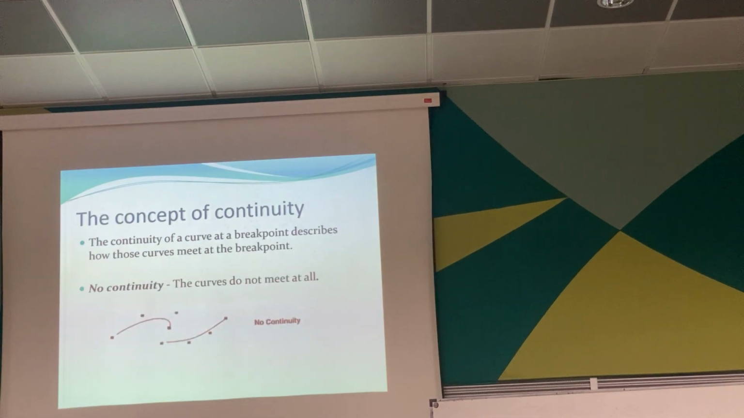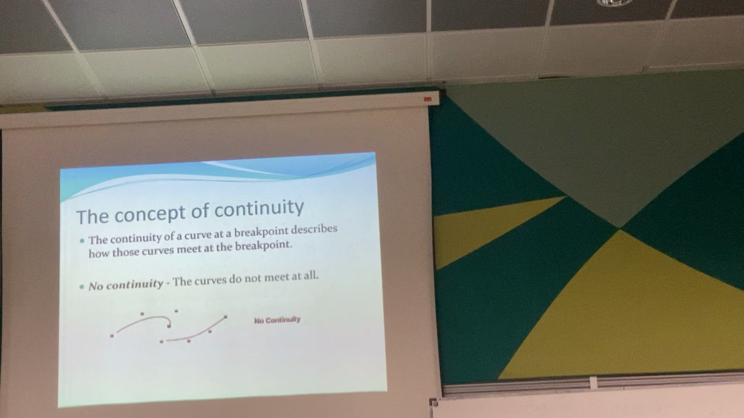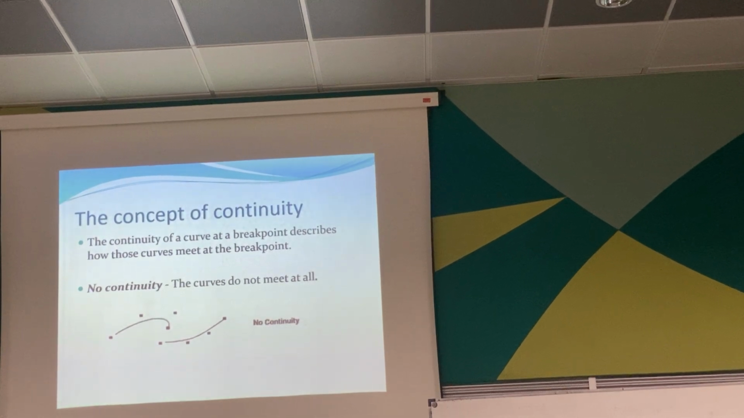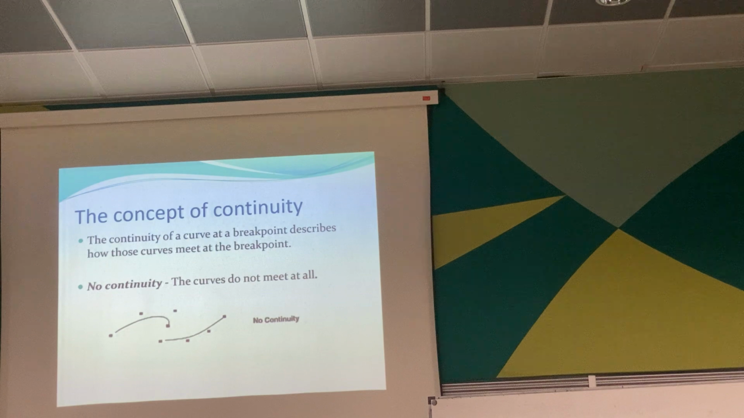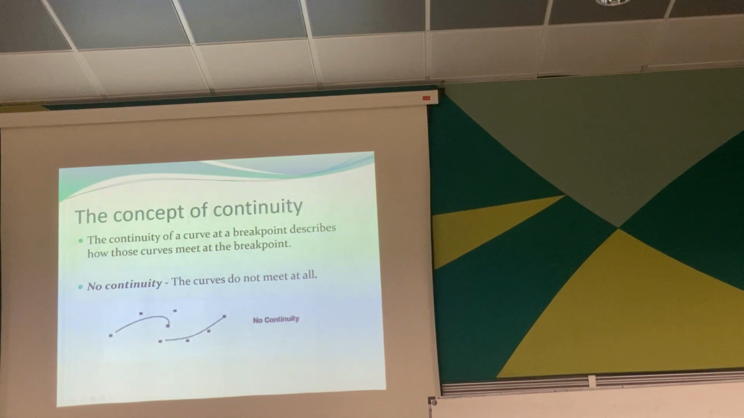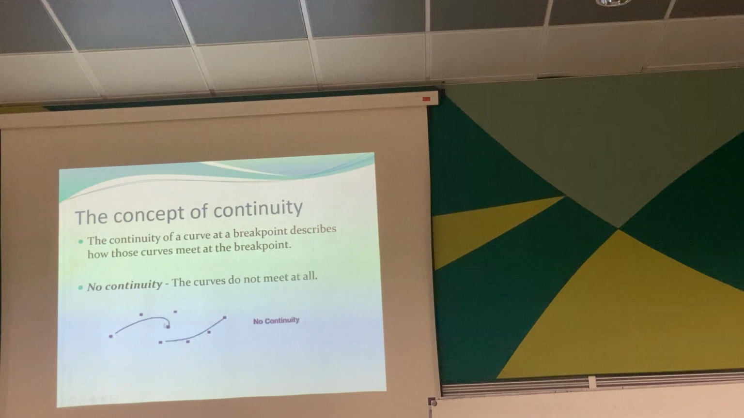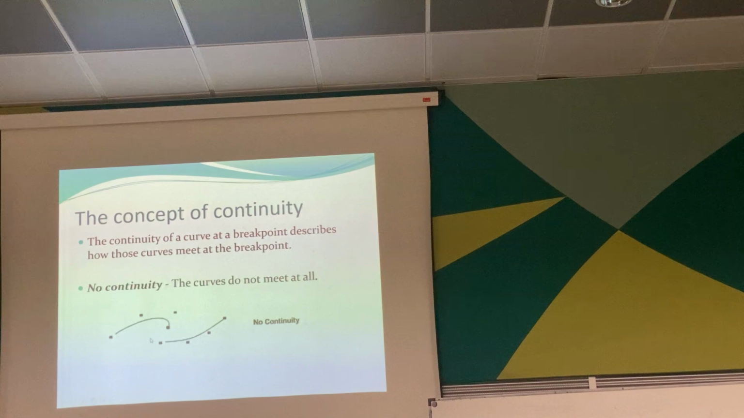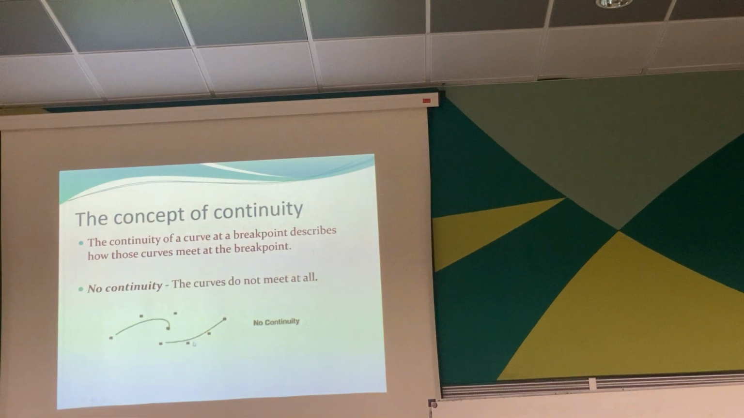Connect all the small Bezier curves that you create. For the connectivity, we use the concept of continuity to connect your curves. We have four types of continuity. The first one is no continuity. Here you break down into curves with 4 points, and the two curves didn't connect. The curves do not meet at all. This is called no continuity.